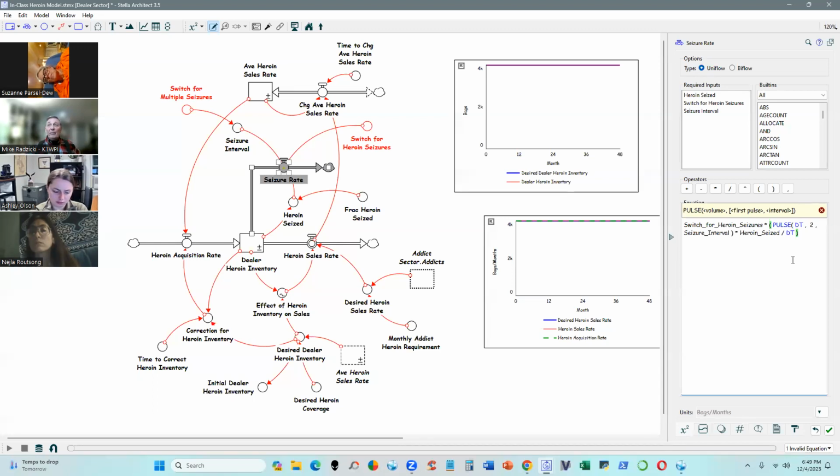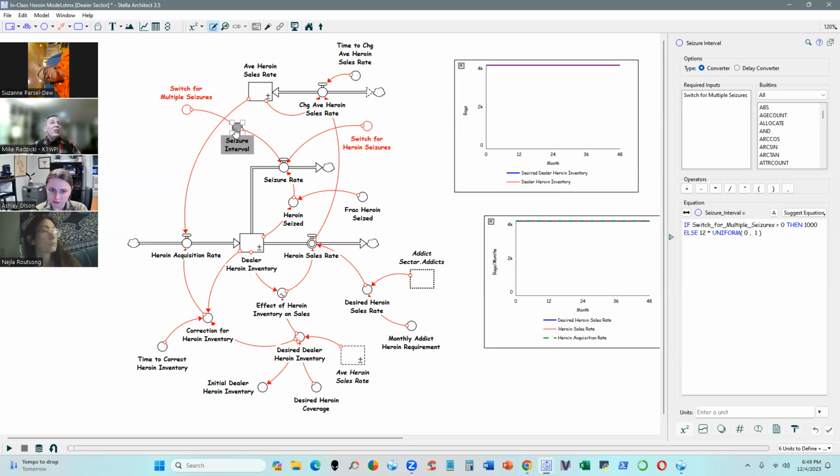So we said the first pulse would be 2. And then the interval would be the seizure interval, which is coming from a random number generator. If you don't do something like this, then it always pulses like a clock. And guess what? The drug dealers quickly learn, oh, it's the Friday of the second month. It's been 8 weeks since they always come the Friday of the first week, and we're ready for you. And we hide the stuff, right? So you want some randomness in there.